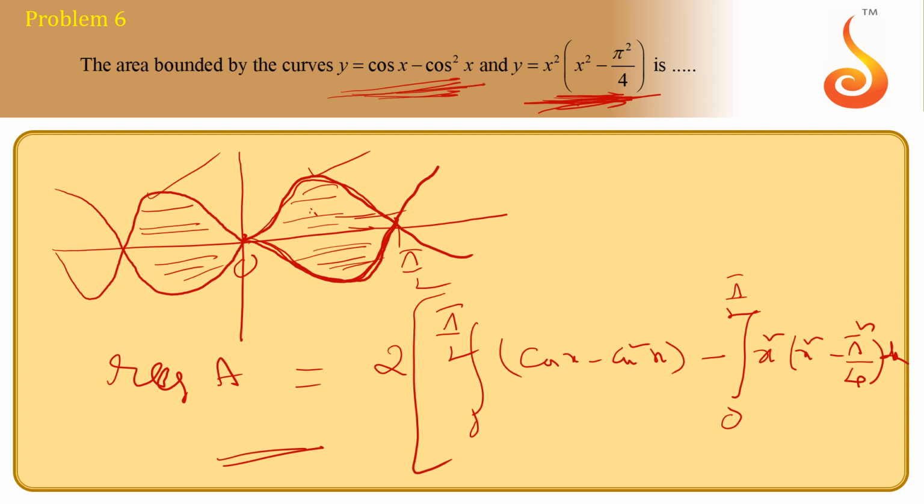Observation is very, very important. Quadratic in cos, quadratic in x square, where they are meeting the x-axis, and they are symmetric about the y-axis. By observing, draw the graph, and you can solve the problem.